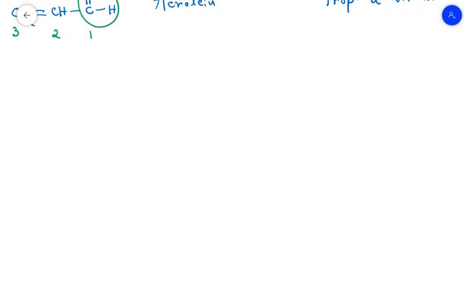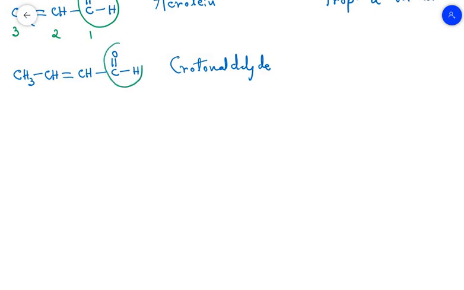Next example, CH3, CH double bond CH, then followed by C double bond single bond H. Now the trivial name of this compound is called crotonaldehyde. And if you see the IUPAC name, we are having the functional group C double bond OH, so this gets greater priority, 1 carbon, second one, third one, and this becomes fourth one.